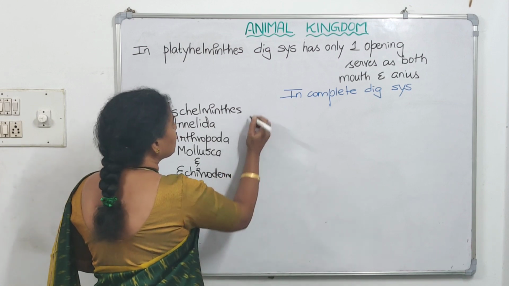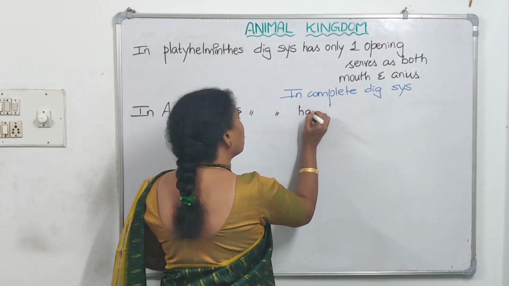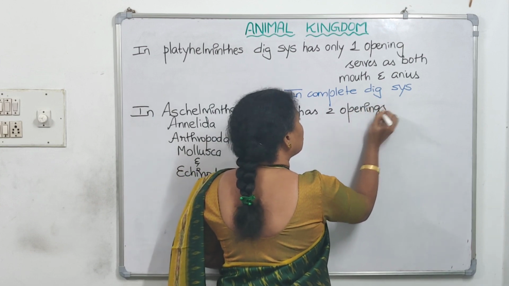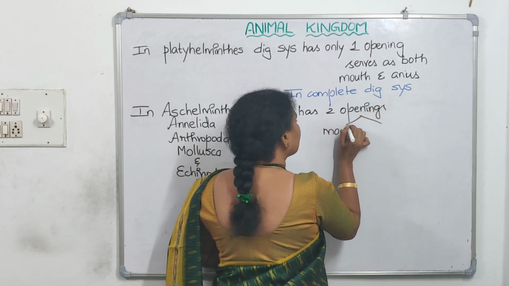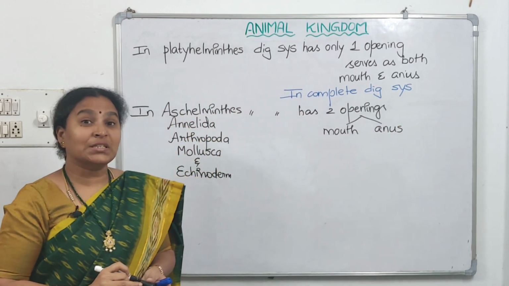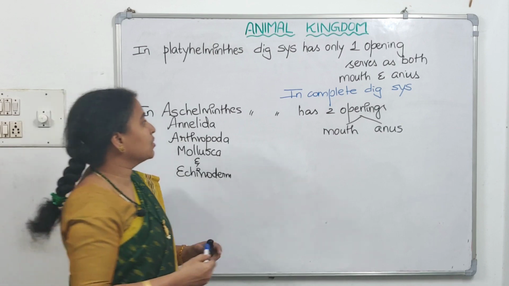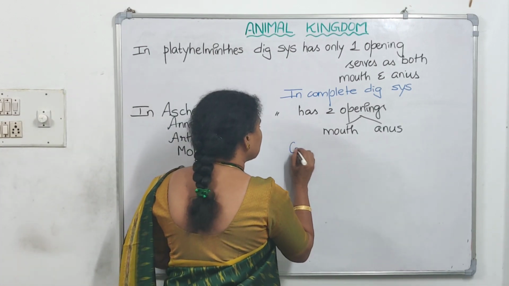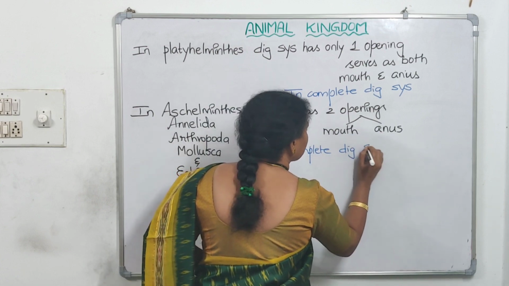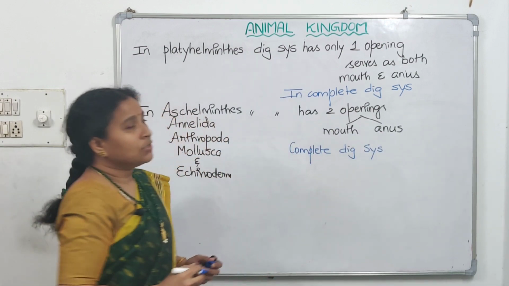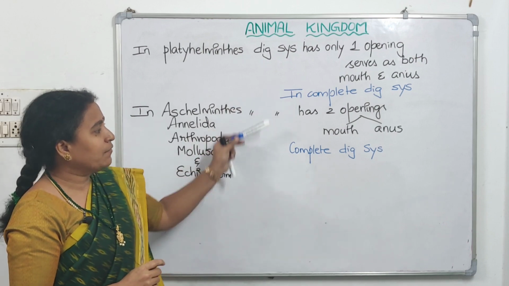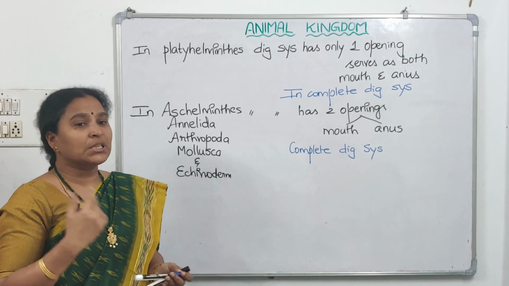Now here we are going to say that the digestive system has two openings. So two openings means mouth is separate, anus is separate. So when mouth and anus both are there, what is that digestive system called? Complete digestive system. Then this digestive system seen in these phyla is called as complete digestive system, right? So this is about one system, that is digestive system. When do you call it as incomplete and when do you call it as complete? Now coming to circulatory system.